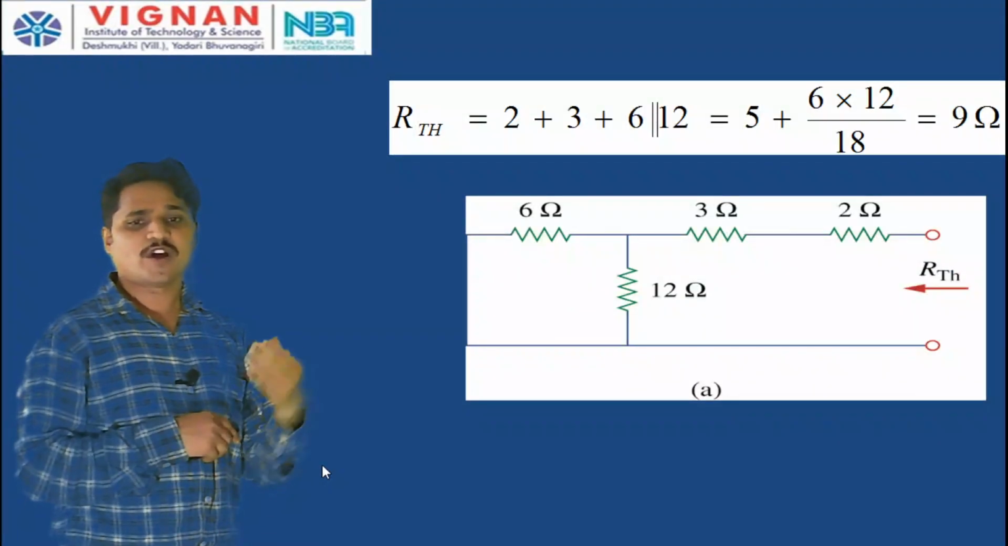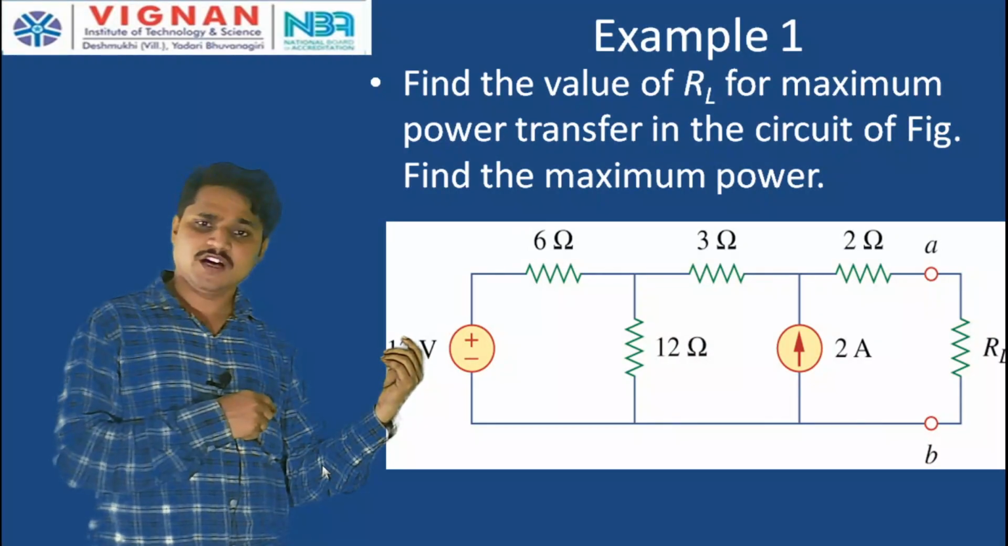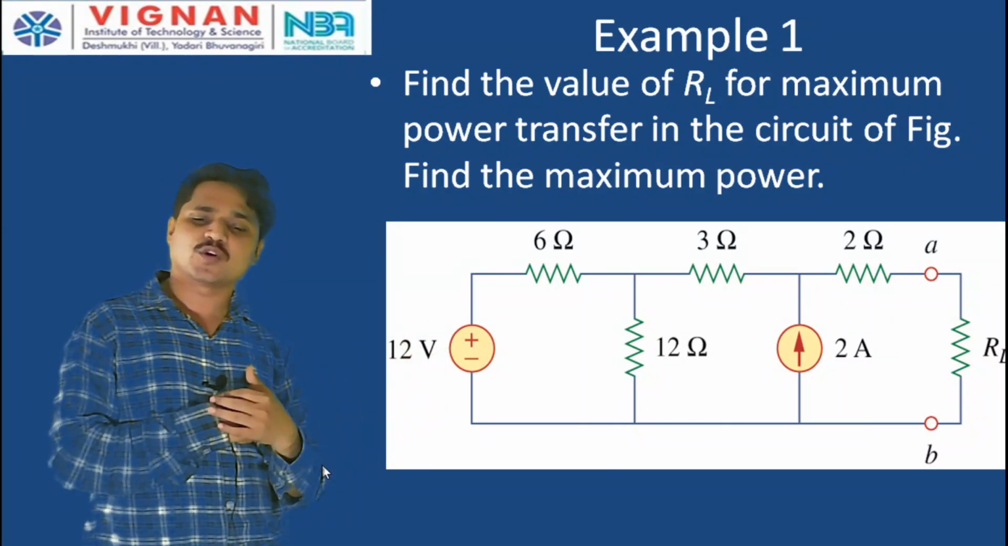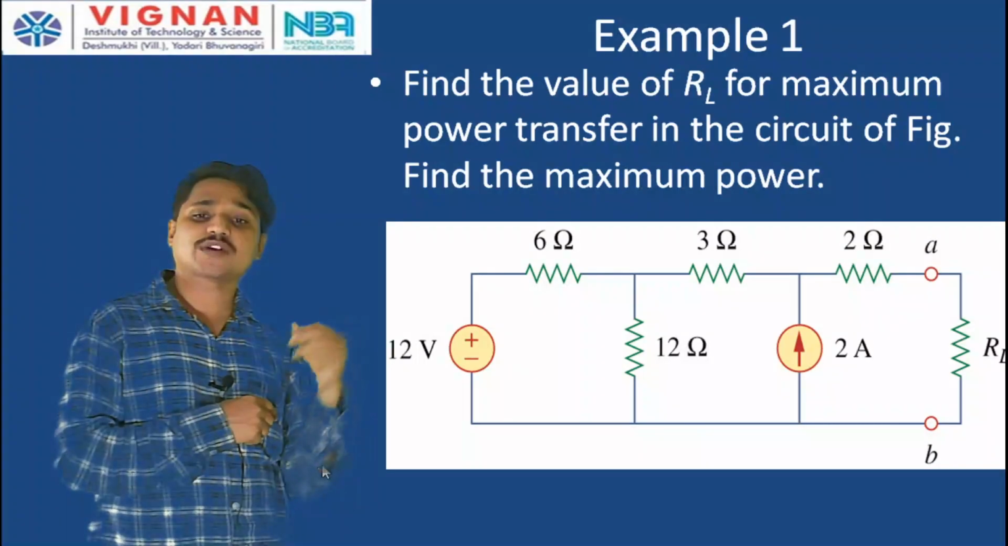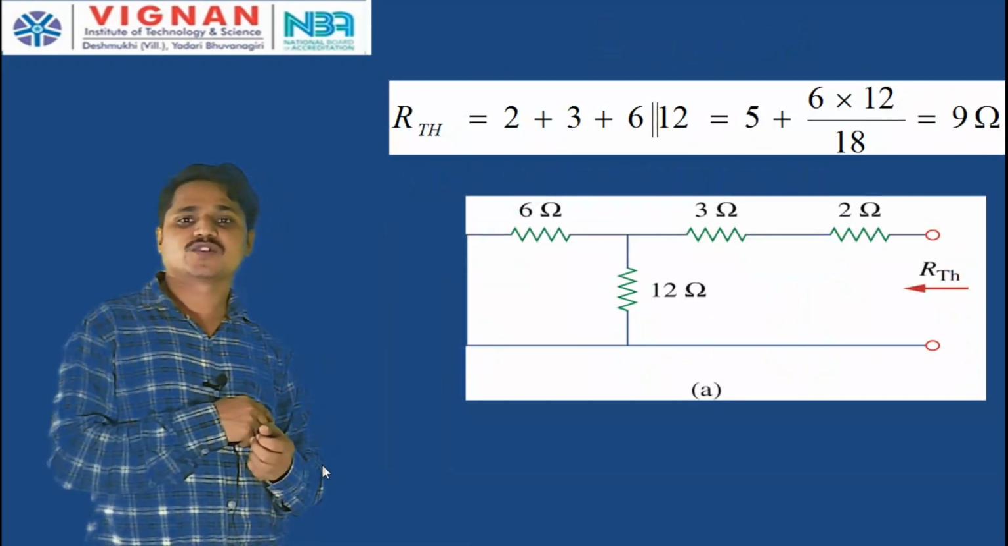Now we have to remove this RL. When you are finding Thevenin's equivalent circuit, or Thevenin resistance or voltage, you have to disconnect the load resistance, that is, disconnect the element at whose terminals you want to calculate the Thevenin equivalent resistance and Thevenin's voltage. So, I have disconnected that.